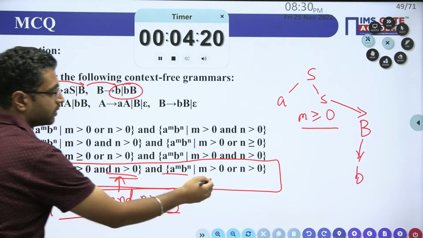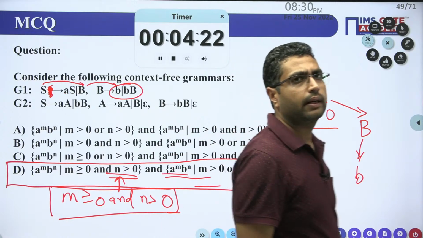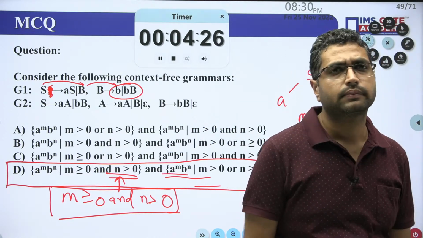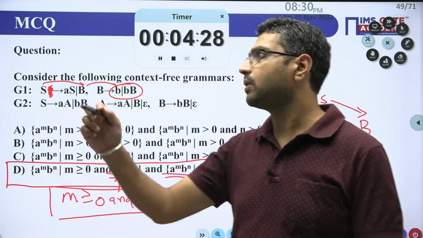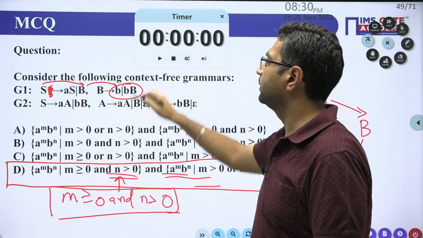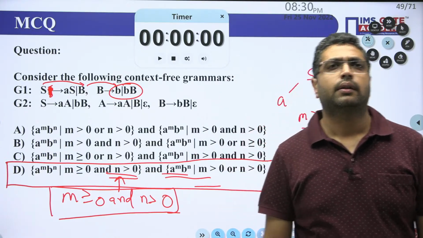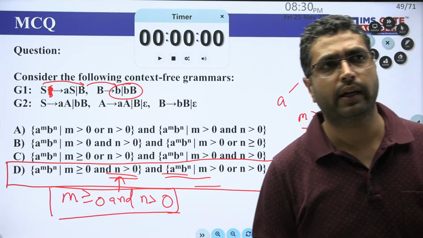We do not need to check the others, right? So we can just simply solve it by elimination. And that way we could also have saved some time in solving the question. Okay, is it okay, everyone? Should we move ahead?